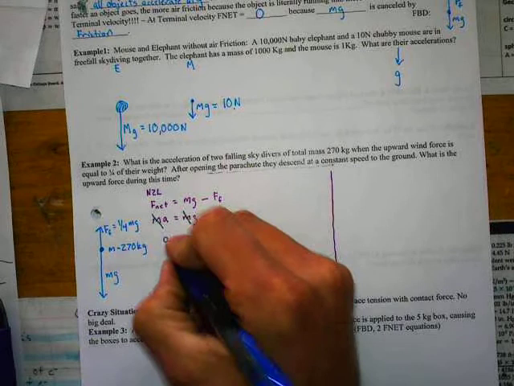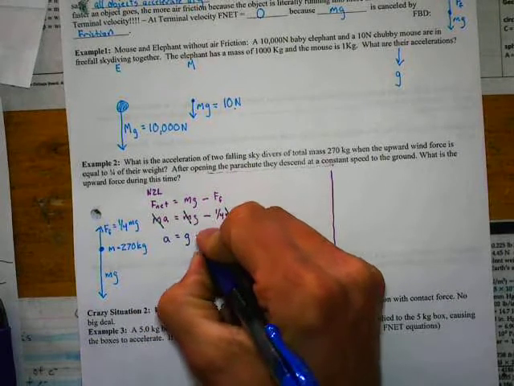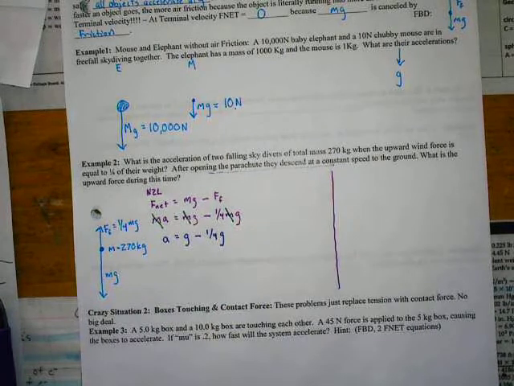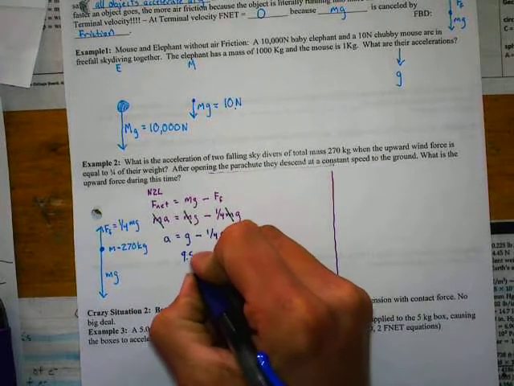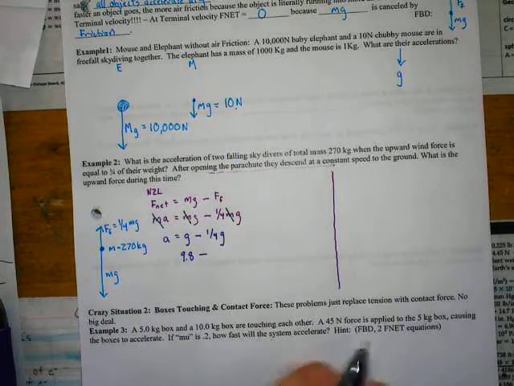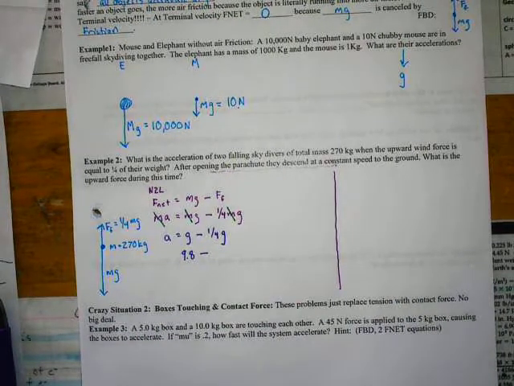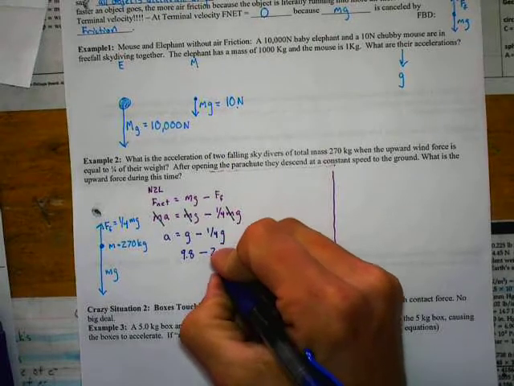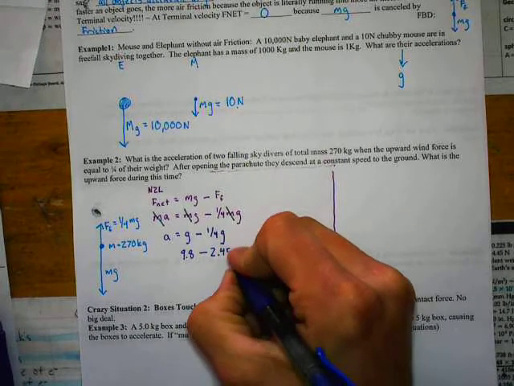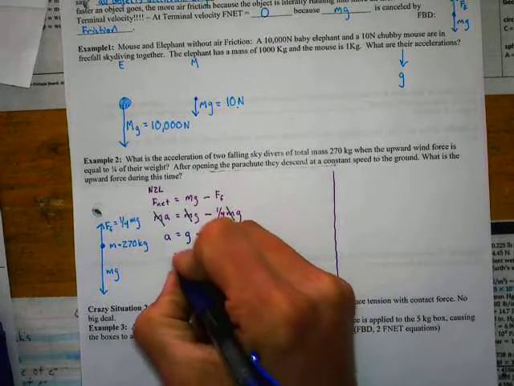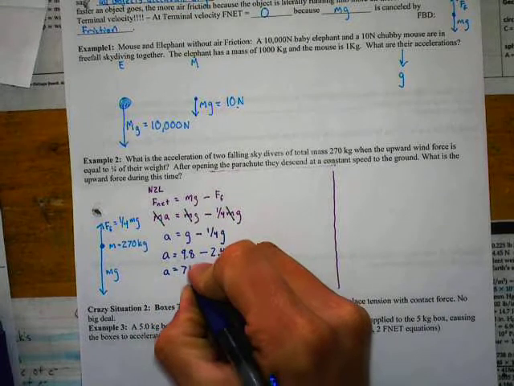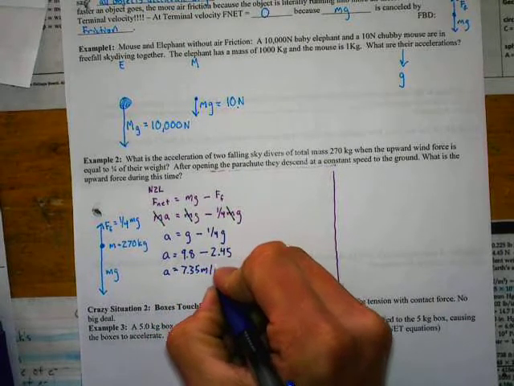So acceleration is equal to g minus 1/4 g. If you plug in 9.8, we'll do 9.8 minus 1/4 of g. If I plug that into my calculator, I will get 2.45. So my acceleration at that point in time comes out to 7.35 meters per second squared.